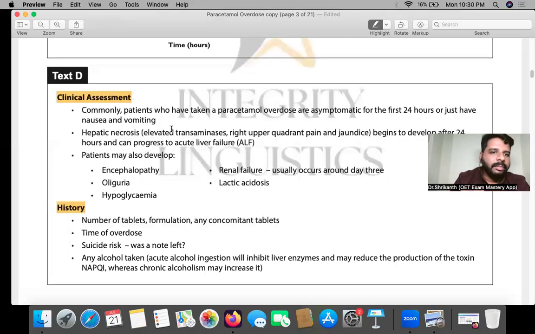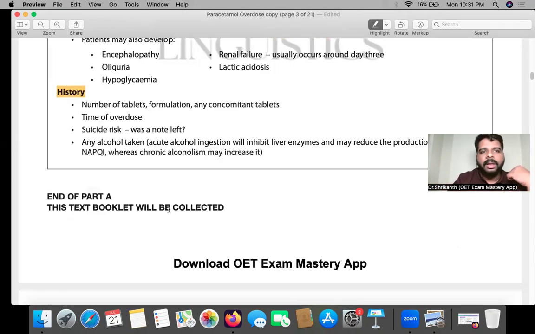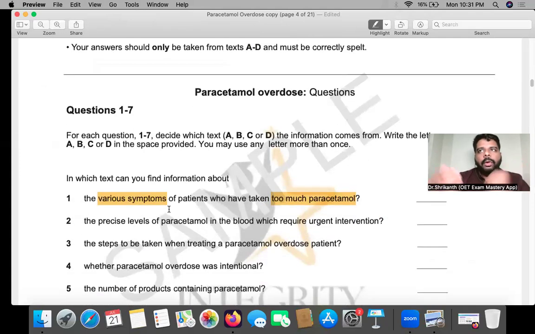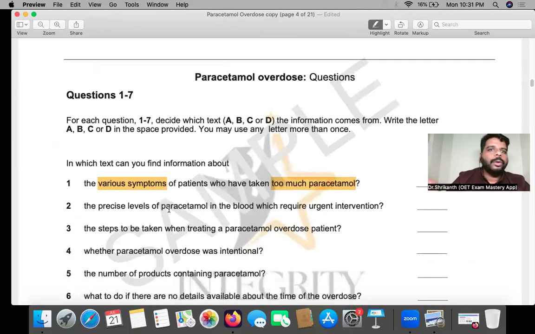Clinical assessment basically means what? Checking, that is, confirming. Assessing means supervising, observing, and confirming whether the patient has taken too much paracetamol. So when a patient comes to the hospital or the clinic, we will obviously assess the patient. And when we assess a patient who has taken too much paracetamol, we will be able to see the different symptoms the patient is having.